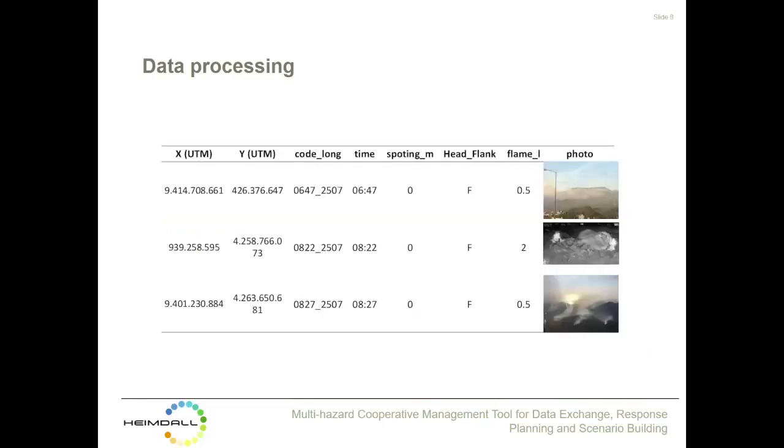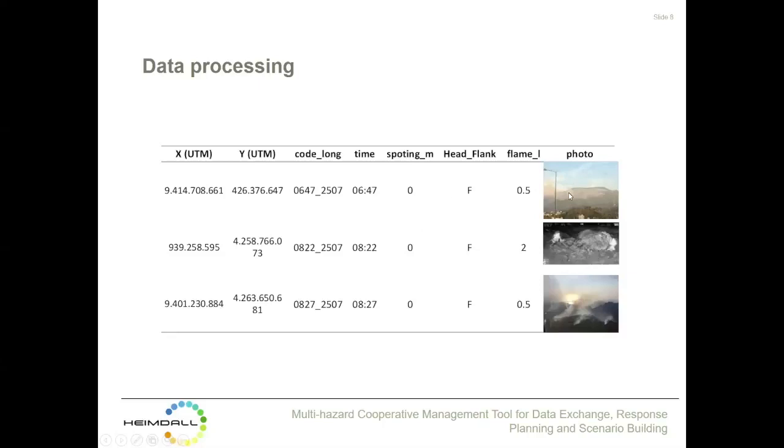As an example of what kind of information can be extracted from photos, this is an example of the photos collected as a field observation during the forest fire in Corsica. The photos are sorted by time and located in space by coordinates. And each photo has associated information about fire behavior. In that case, it has information associated about the distance of spotting. Well, in that case, it is 0.